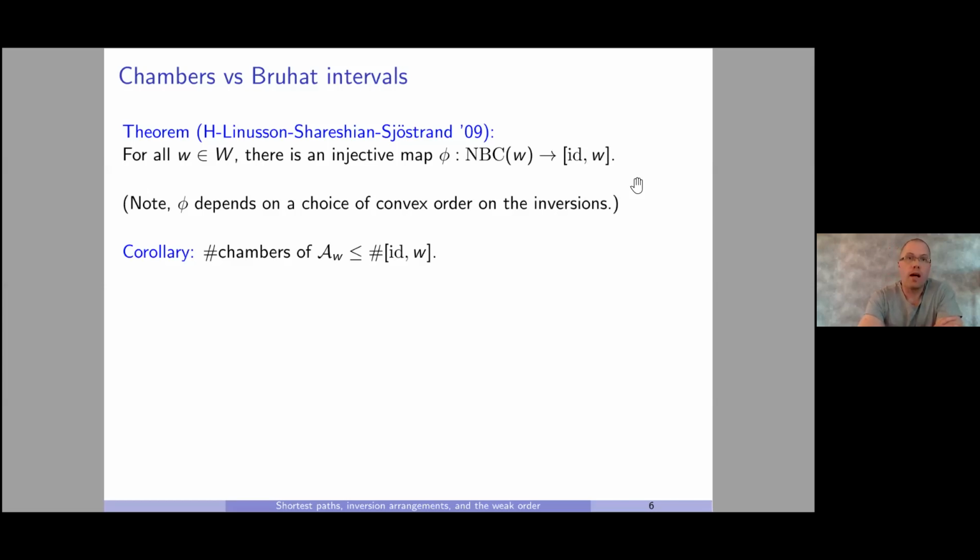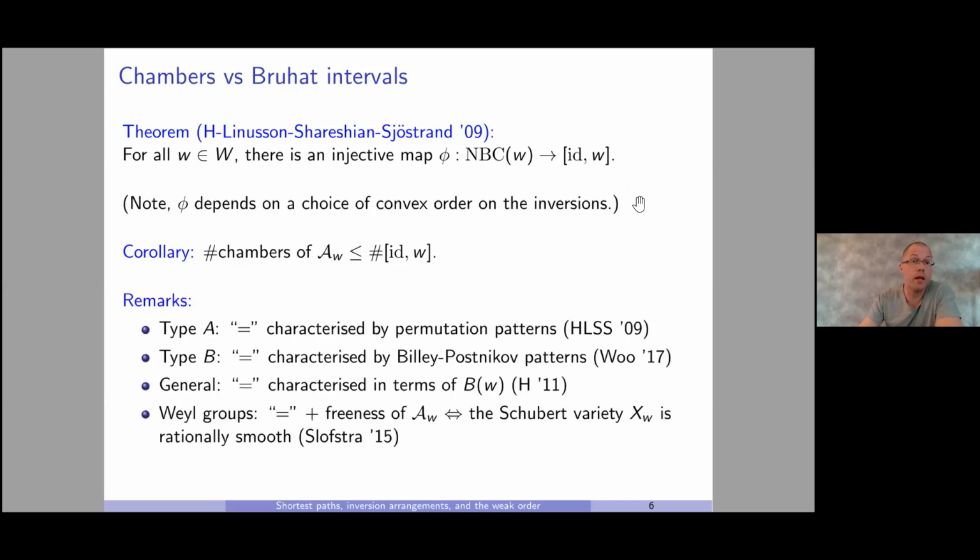So if you're in a Weyl group, if W is a Weyl group, then lowercase w corresponds to a Schubert variety. And when you decompose that variety into cells, you get one cell for each element in this interval. And if you actually count them by rank, you get the Betti numbers of this variety. So there's all kinds of geometry lurking behind this connection here. And this is why we are interested in this.